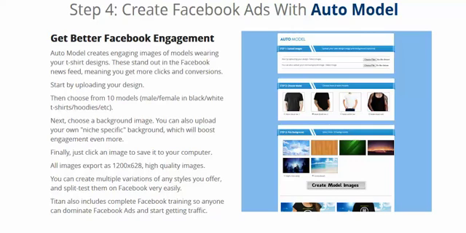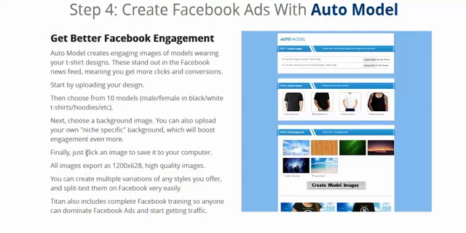The first step is to upload your design, so you just upload the design up here. Then you can choose from 10 different models: male, female, in black, white, t-shirts, hoodies, etc. Next is to choose a background image. You can also upload your own image which is specific to that particular niche. So if you were targeting pilots, you might have a background image of a runway. If you were targeting surfers, you can have a background image of people surfing, which of course will boost engagement even more and make the software even more powerful.